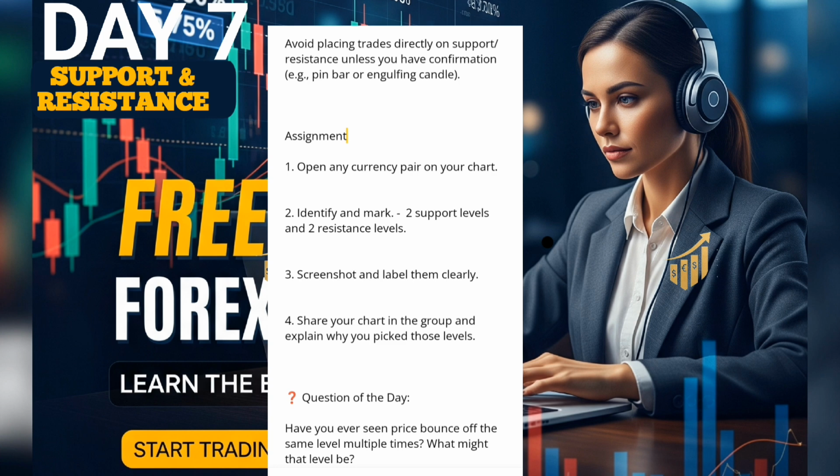Question of the day. Have you ever seen price bounce off the same level multiple times? What might that level be?